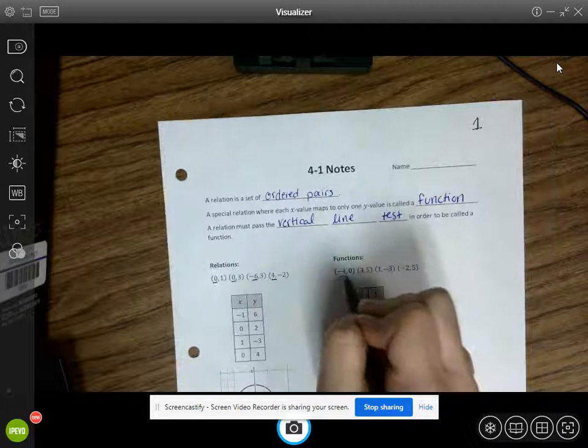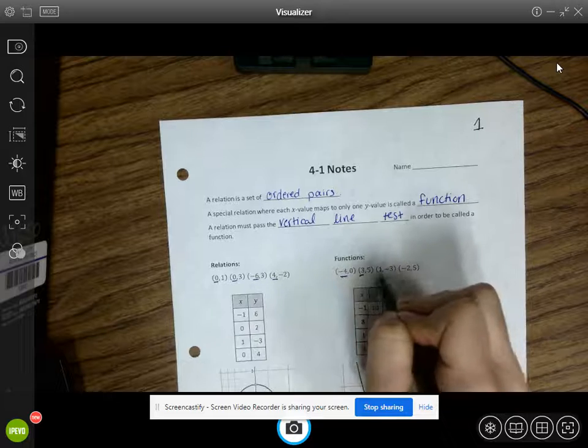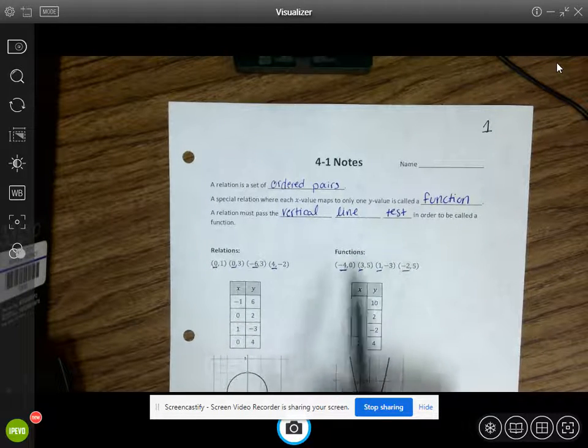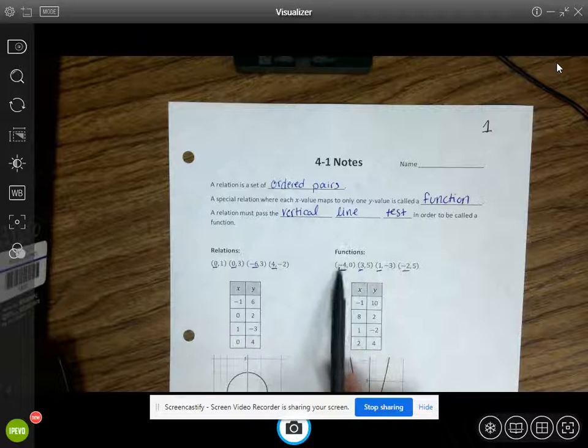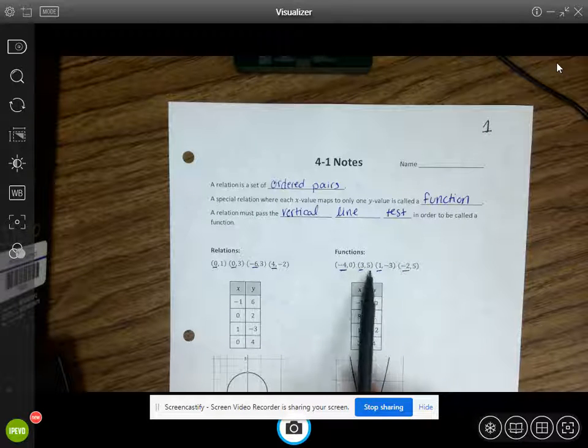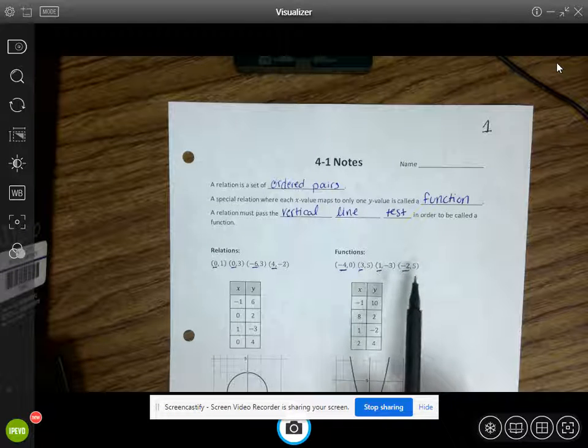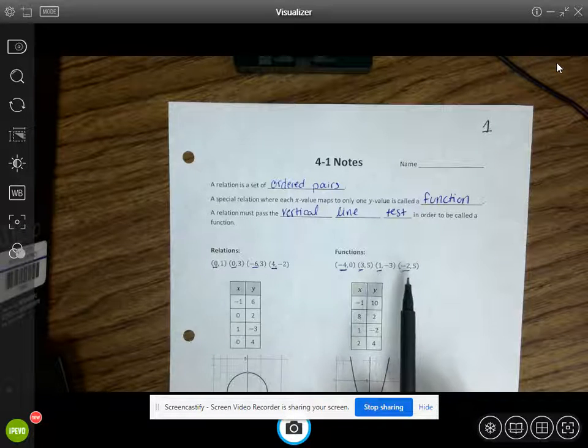If we look over here, -4, 3, 1, -2. My x values are all different, so that is a function. We don't care that 5 and 5, that those y values are the same. Doesn't matter. All we care about are the x values.